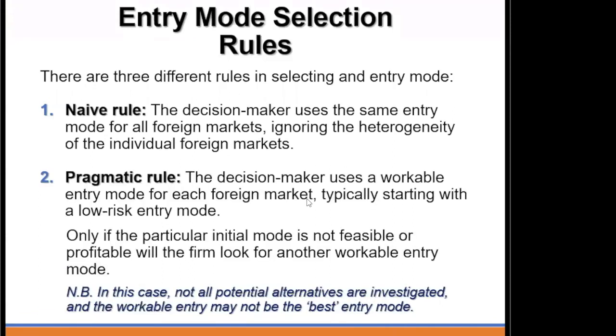Whereas with the pragmatic rule, the decision maker here being the firm uses a workable entry mode for each foreign market, typically starting with a low risk entry mode. So it is only when a particular mode does not work that they would try out an alternative approach, hence the word pragmatic. So like the KFC example, we realized that they came in with the usual KFC menu. People liked it. Then they tried to adhere to the Ghanaian taste by introducing some of the things that we like, like the jollof rice. Do you remember the KFC shito?